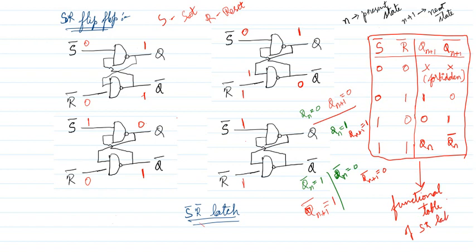We don't have any clock pulse. We need to use a clock pulse for a flip flop. That is why it is not called a flip flop, it is called a latch. This is called the S bar R bar latch. Now we are going to convert this S bar R bar latch into an SR flip flop. We'll see in the next slide.